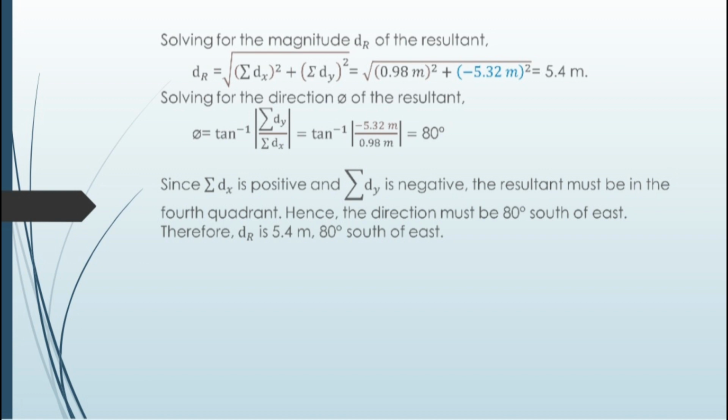Solving for the magnitude of the resultant. Solving this for the direction of the resultant. Since this is positive and this is negative, the resultant must be in the fourth quadrant. Hence, the direction must be 80 degrees south of east. Therefore, the resultant is 5.4 meters, 80 degrees south of east.